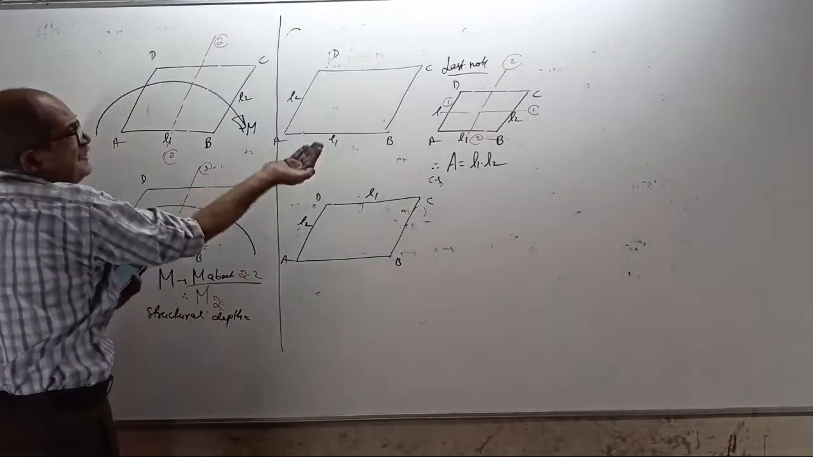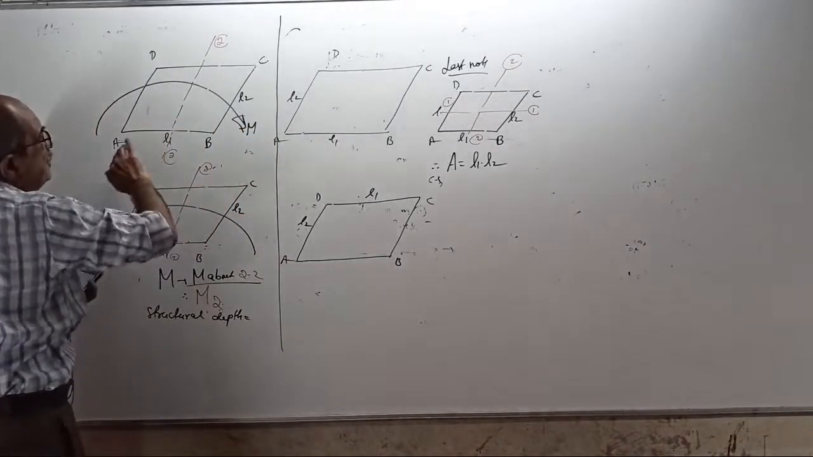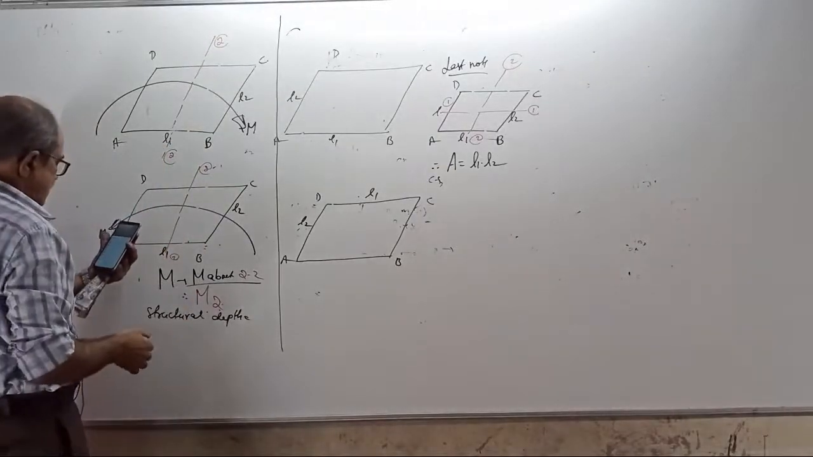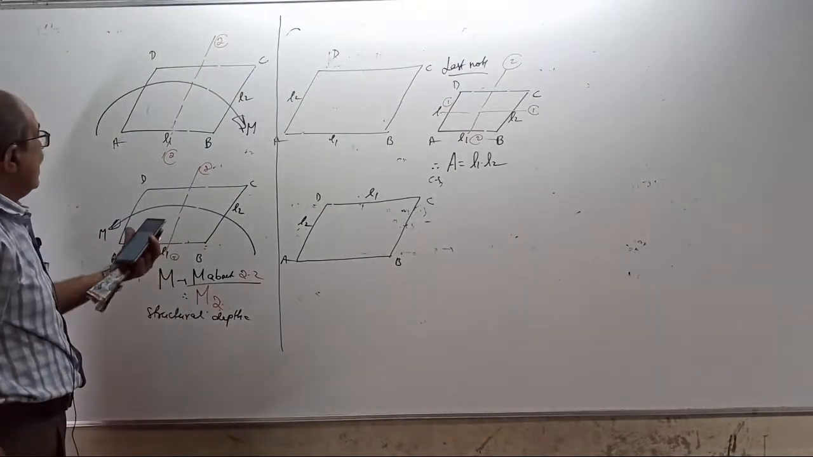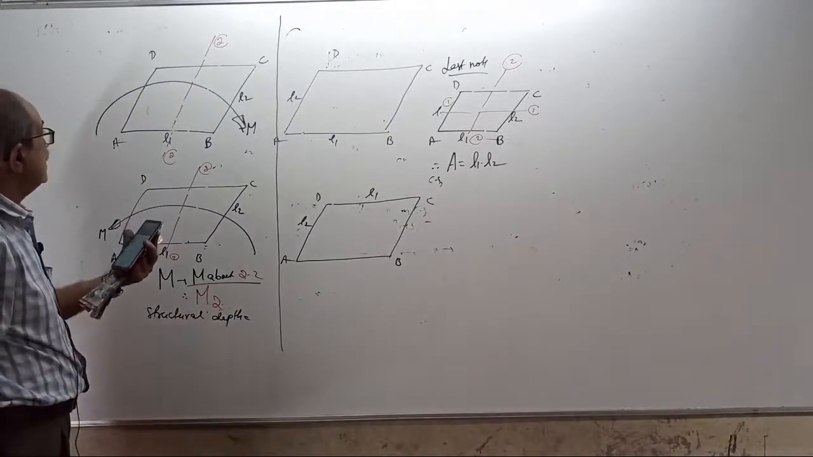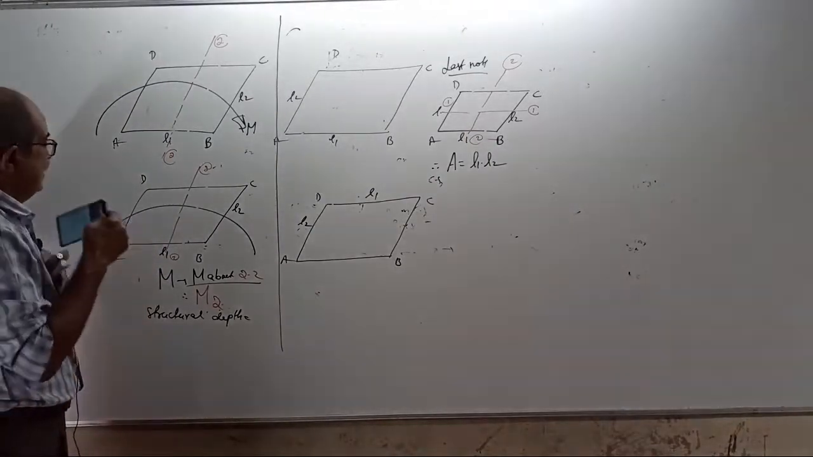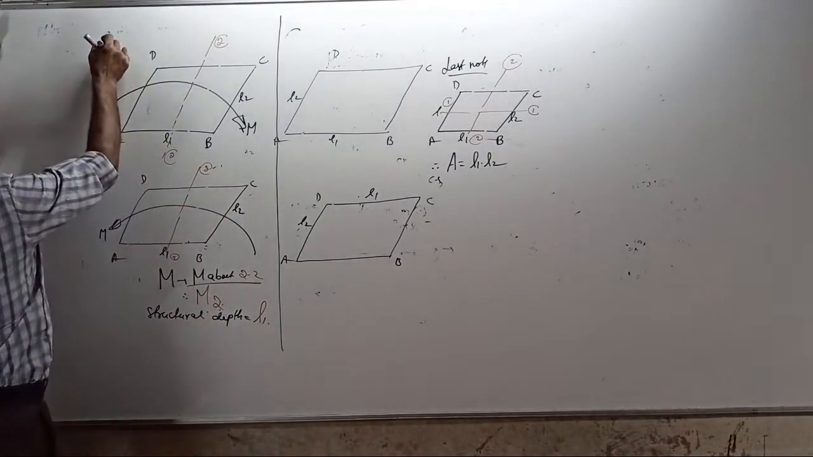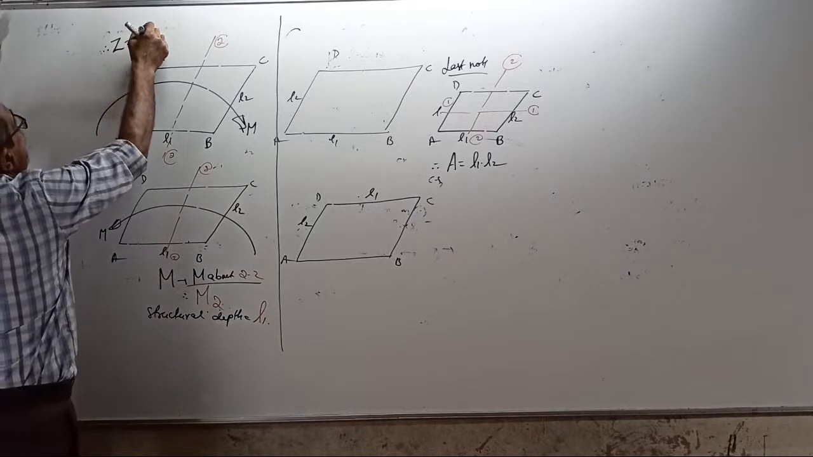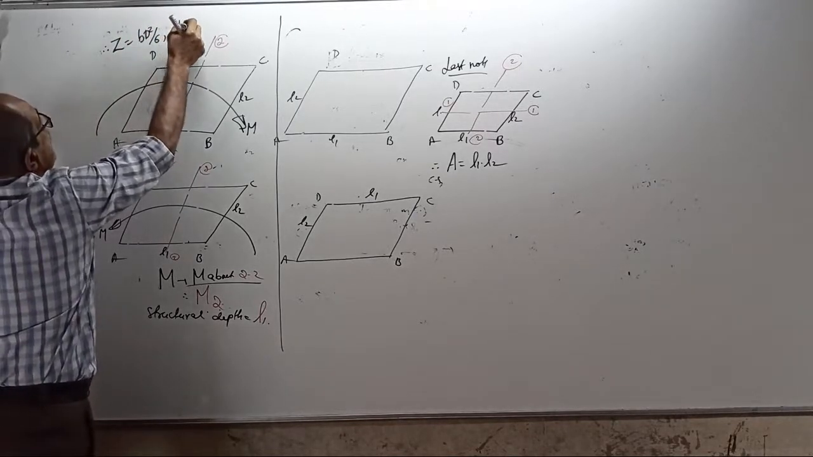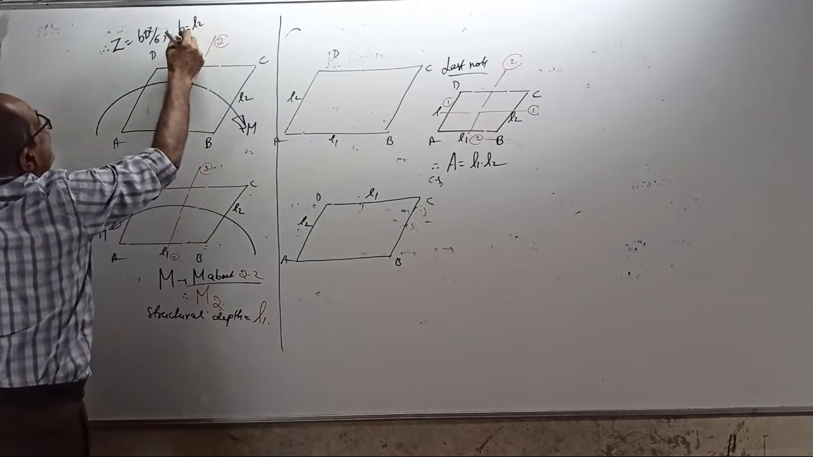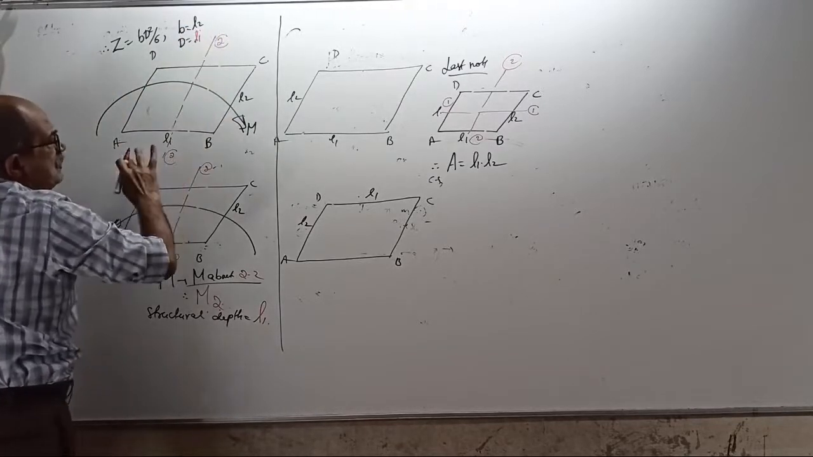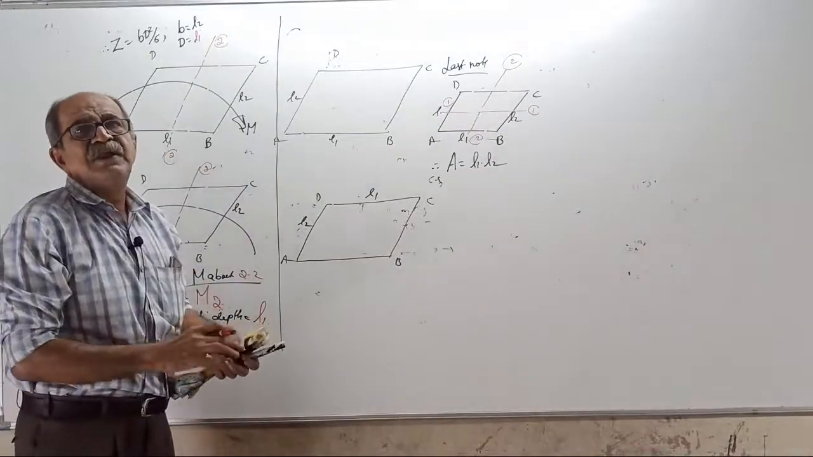When the moment is this way, you call that M2. See why? M about this axis. Structural depth first. Sorry, L1 or L2? Oh, L1. Structural depth is L1. Therefore, in the term Z equals BD square by 6, B equals L2 and D equals L1, so L1 is to be squared.